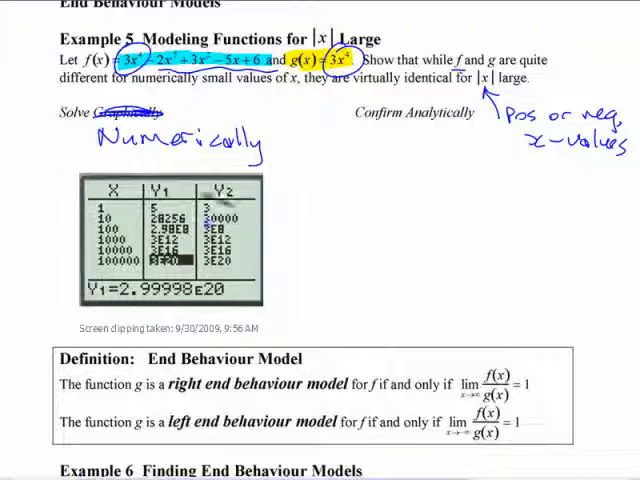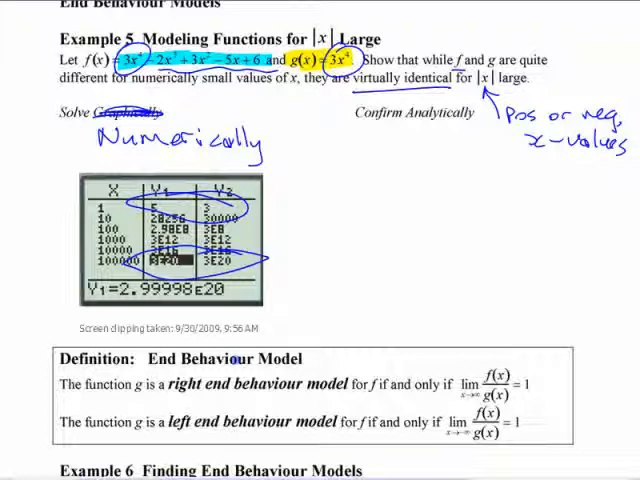Okay, relative to the size of them, they're quite different when they're small. But when you get up to here, even before that, they're getting closer and closer together. They're getting relatively the same, they're virtually identical.